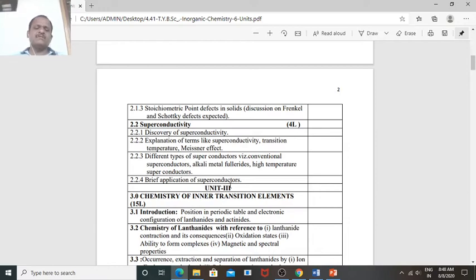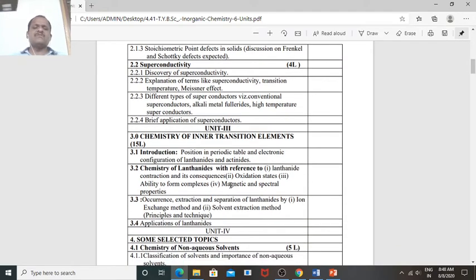Now the third unit is chemistry of inner transition elements. Again, we know that in the periodic table there are different types of elements, and they are divided into 4 groups: S block, P block, D block and F block. Inner transition elements belong to the F block, and the F block has two types of elements, one is called lanthanides and the other is actinides. Here we want to discuss only lanthanides.